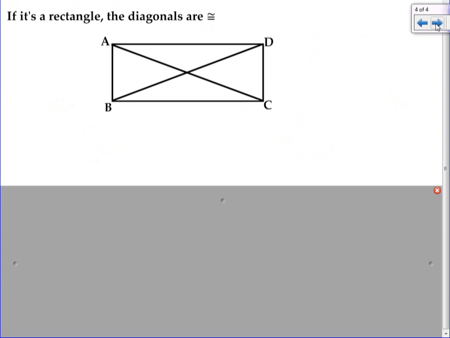Last page. All right, if it's a rectangle, then the diagonals are congruent. So what 2 segments can I say are the same? Say that again? We want the diagonals. So which ones are the diagonals? AC is one of them, right here. And BD. Those are the same length.